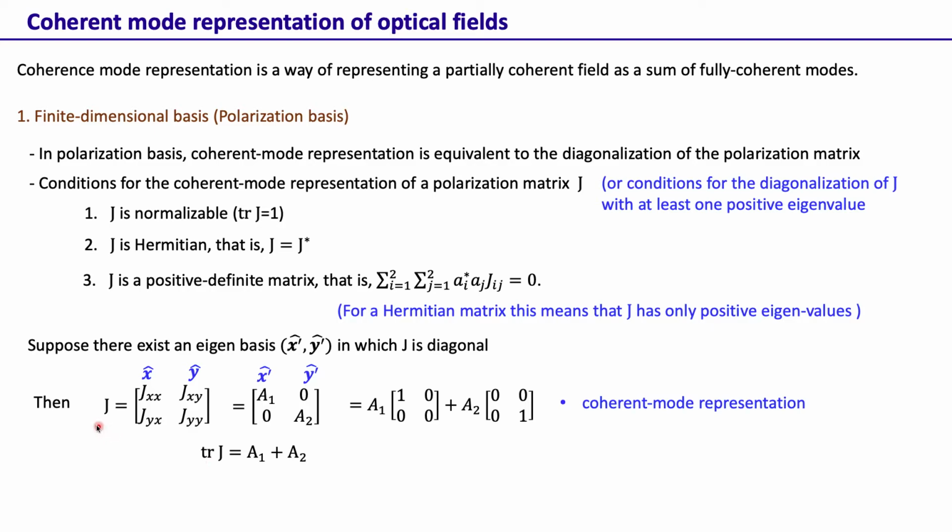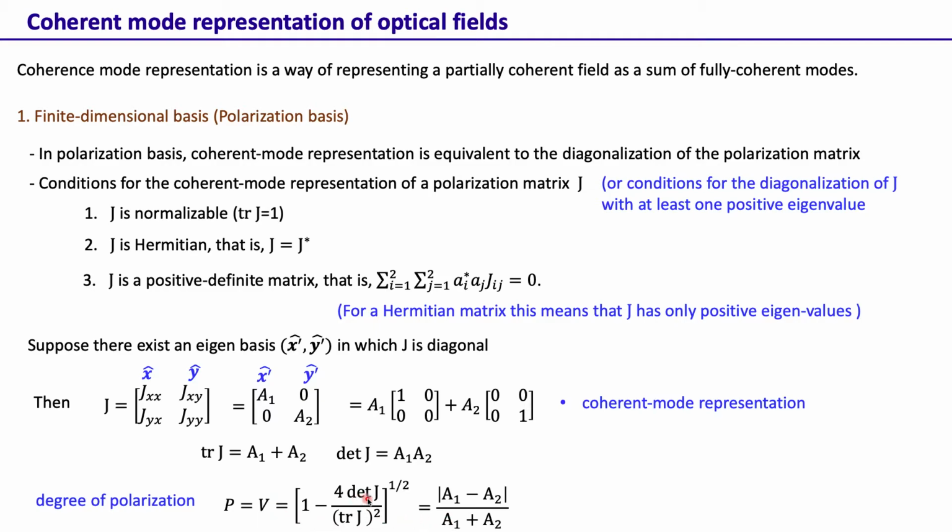So now of course the trace of this J is A1 plus A2, and the determinant of this J is simply A1 A2. So if we want to write the degree of polarization, which is defined like this, we can just put in A1 A2 for the determinant of J, and A1 plus A2 for the trace of J. So this quantity becomes A1 minus A2 divided by A1 plus A2. That's the visibility, and since this is a positive quantity, we have put the mod over here. So in terms of the eigenvalues of a matrix, we can write the degree of polarization as well.